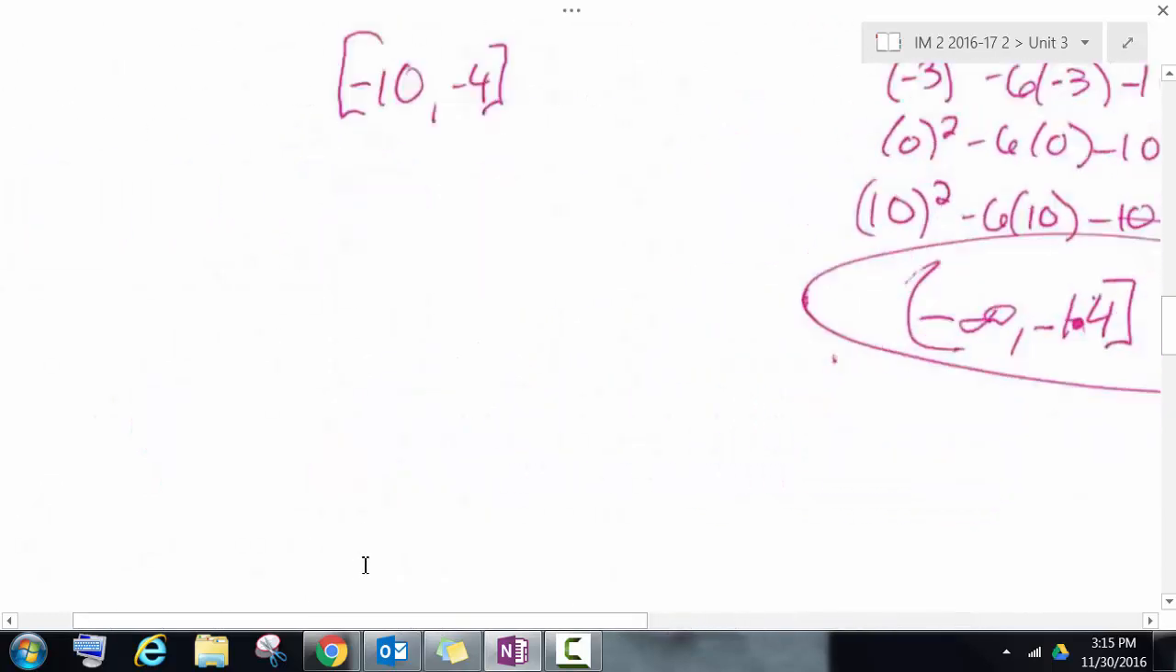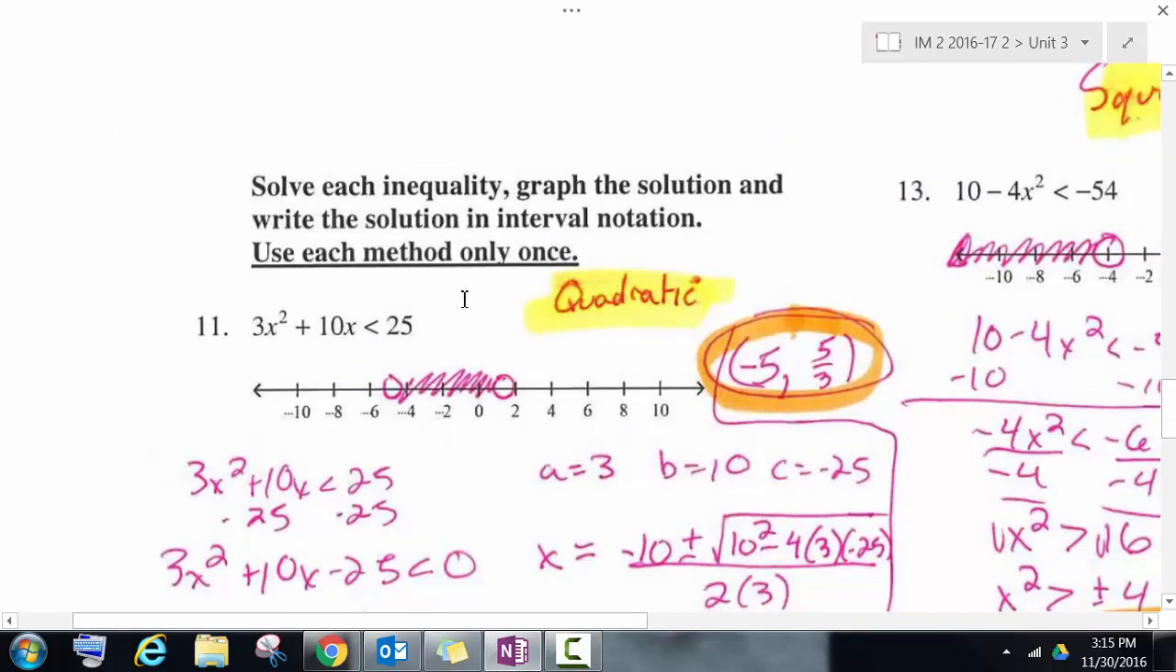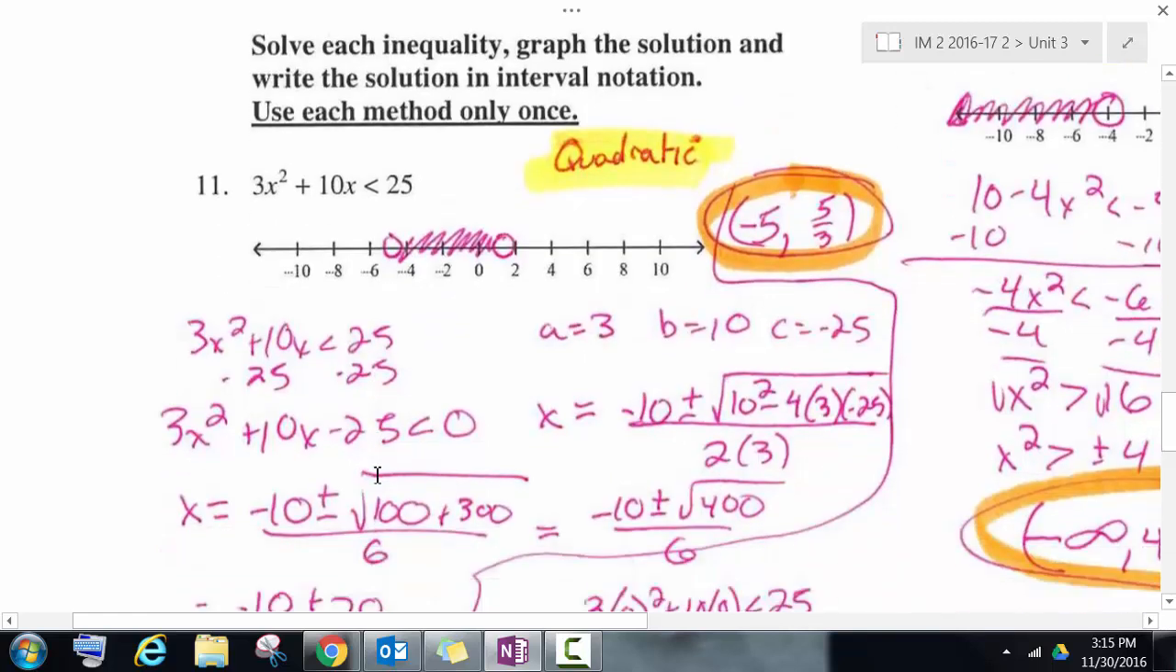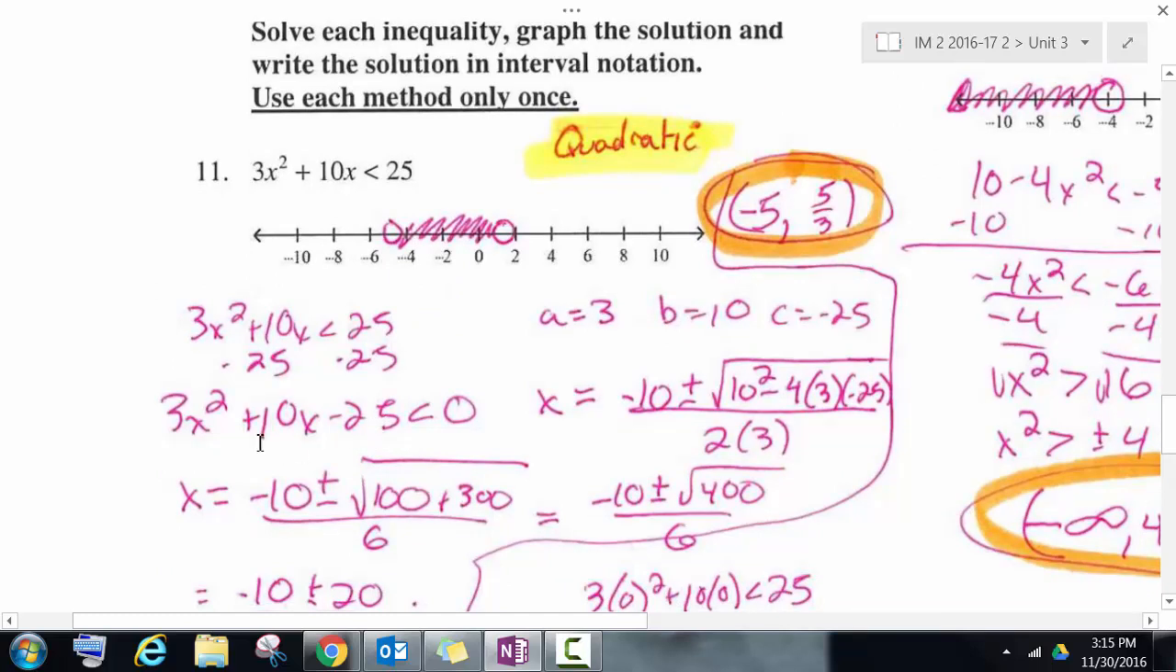So now we're going to put it together and do full problems. So here I also wanted us to use each method only once, so we get practice. So this first one, I decided we were going to use the quadratic formula. So to do that, we have to set it equal to 0 first. So I have to subtract 25. So I get 3x squared plus 10x minus 25 is less than 0. So I plug it in.